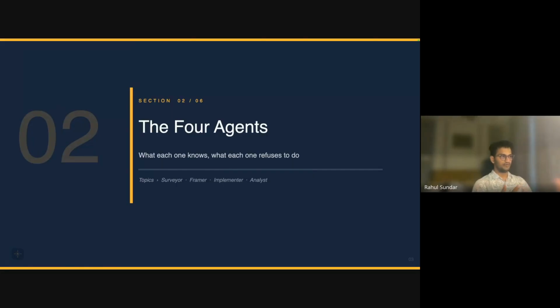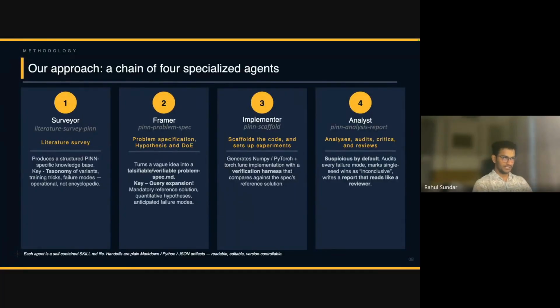So the first and foremost thing is we need some sort of standardization, and we need to have a way to integrate and exchange between each and every step of this workflow and be able to consolidate the findings across each and every step. And this is where we have 4 agents. One is a surveyor, which takes care of literature survey, framework, which takes care of problem specification, hypothesis, and design of experiments. Then we have an implementer, which scaffolds the code, sets up experiments. Then you finally have an analyst, which looks at the results and also identifies what could have gone wrong.